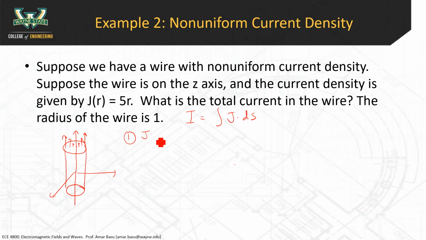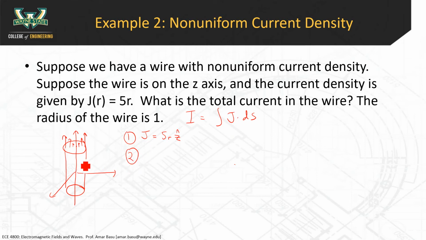Okay, J is equal to 5r. And the direction of J is going to be in the z-hat direction, okay? Because we're in the cylindrical coordinate system here. Second step is to figure out d sub s, or ds, sorry.